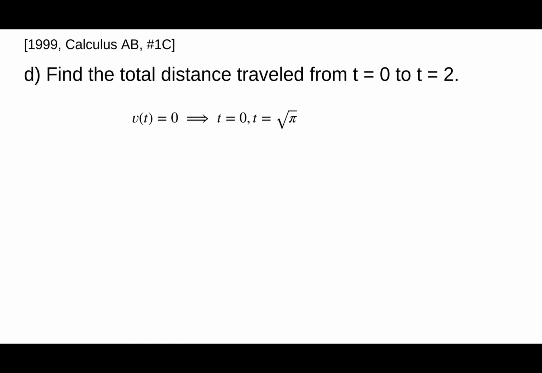In part D, we are asked to find the total distance traveled between t equals 0 and t equals 2, and it's important to understand that for the purposes of finding total distance, there's a good chance we're going to need to take the integral of an absolute value of a function or split the integral into two parts. Our v of t function will equal 0 whenever t is 0 or t is equal to the square root of pi. And now we can use that information.